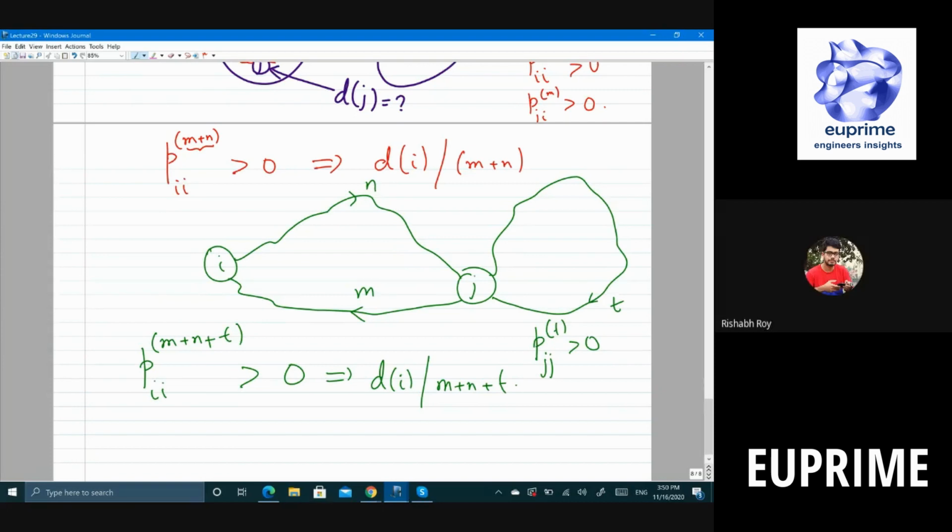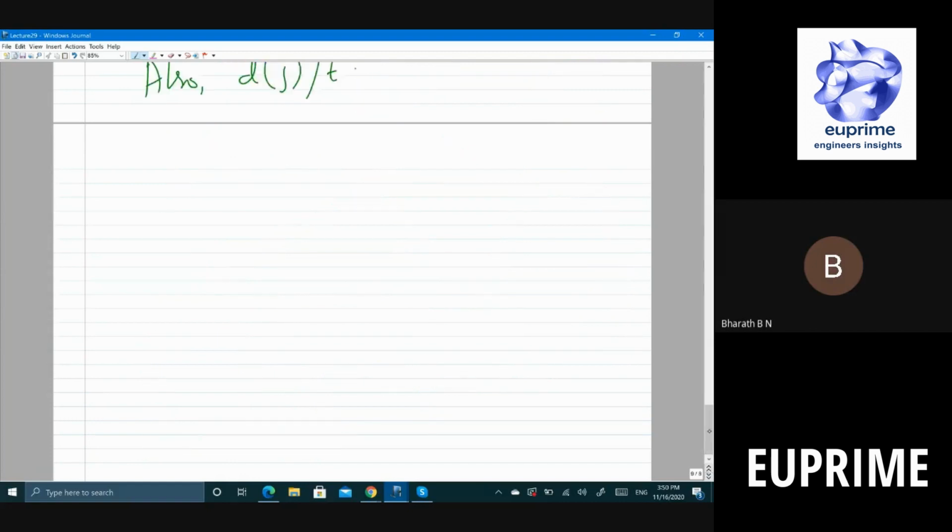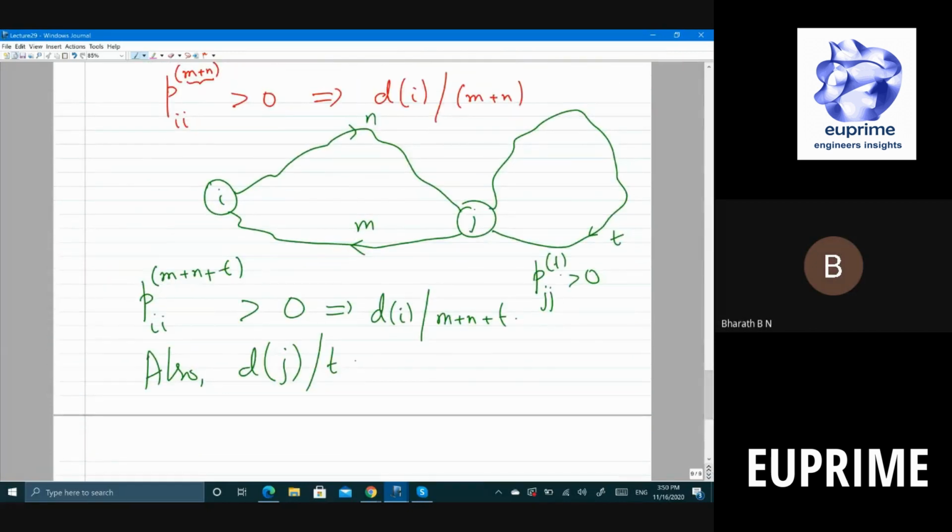So from j to j, we can go in t steps, the same number of steps here, I think. Yeah, that's correct, right? D of j, that divides what? T. Do you agree? Why is that? Pjj of t is greater than 0. That means d of j, the greatest common divisor of j, divides t, right?